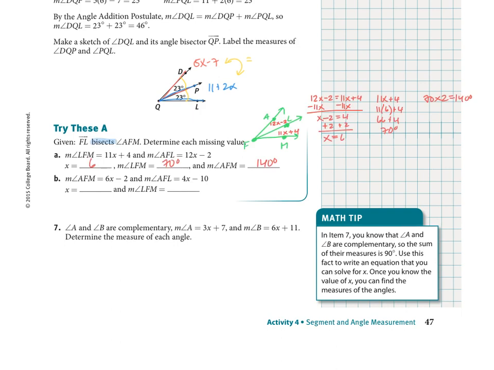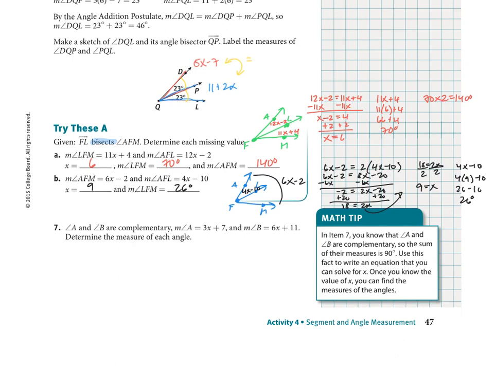Let's go ahead and check your answer for part A. You should have gotten x is 6. Measure of angle LFM is 70 degrees, and the measure of angle AFM is 140 degrees. Go ahead and check your work with mine right now and pause the video. Checking the next problem, we can see we got x is 9, and the measure of angle LFM is 26 degrees. Go ahead and check your work with mine, keeping in mind that, remember, when we bisect, both of these angles are the same. They're equal to each other.